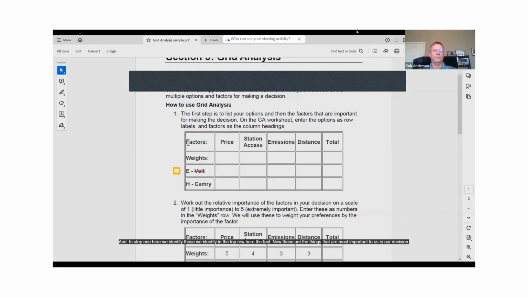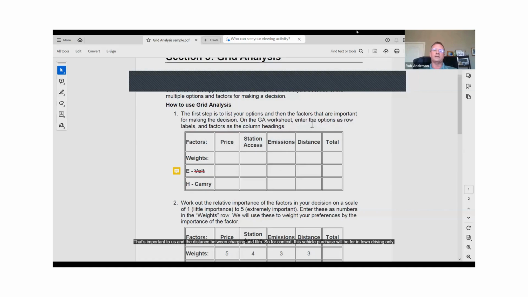And in step 1 here, we identify those. We identify in the top row here the factors. Now, these are the things that are most important to us in our decision making. Certainly price and access to charging or filling stations, also very important. Emissions, that's important to us, and the distance between charging and filling.